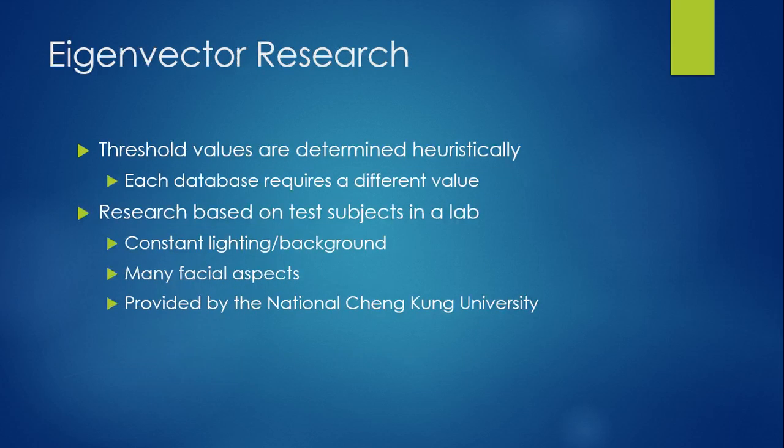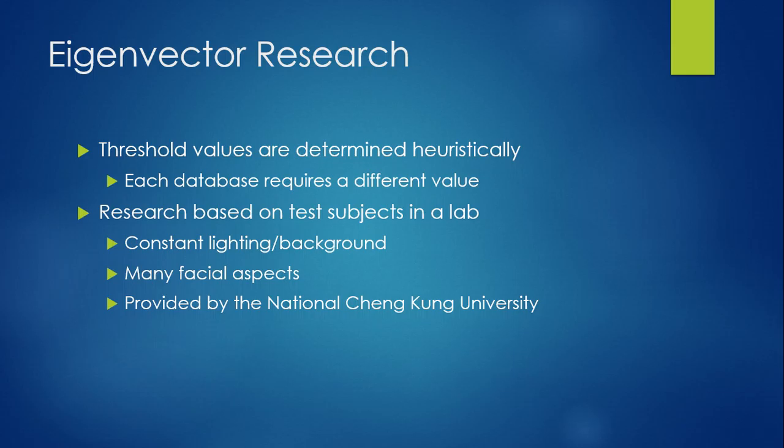Now for the eigenvector approach itself, the threshold value is determined heuristically, which means essentially trial and error. Basically, how I implemented the threshold was I threw in a bunch of images, both that should have been detected and should not have been detected, based on who was in the database I was looking at, and did a trade study essentially of what threshold values would increase the number of correct detections but decrease the false positives as well.